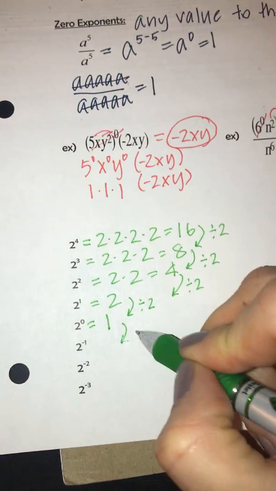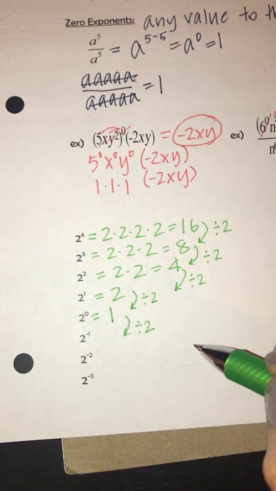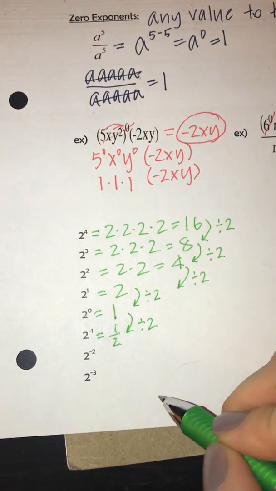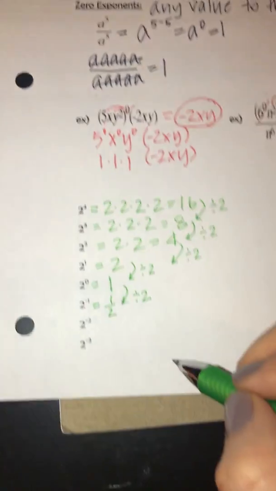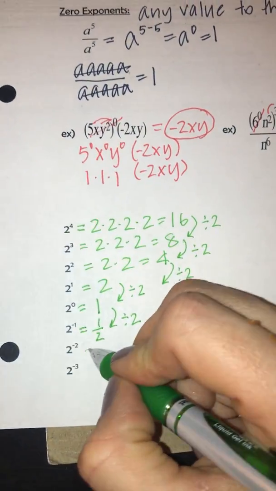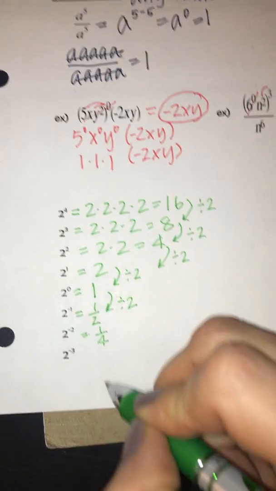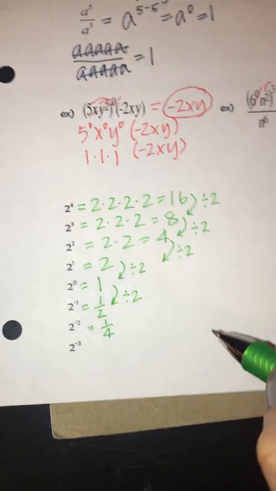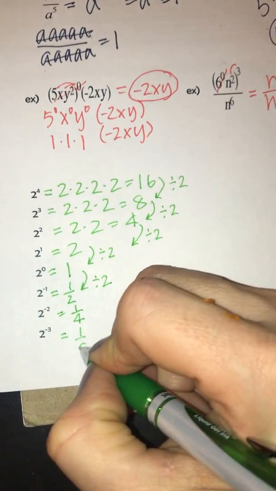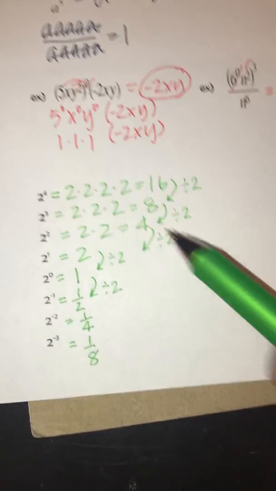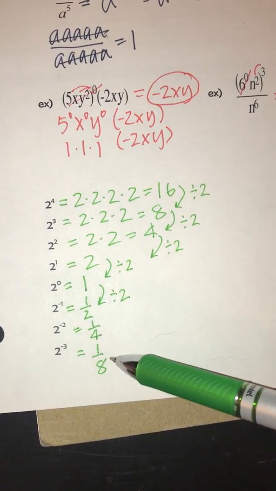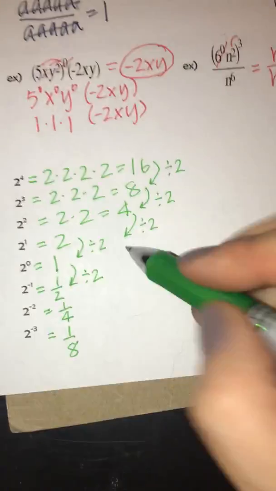So if I divide 1 by 2, 1 divided by 2 is 0.5, or 1/2. Sorry, I'm writing kind of big there. 1/2 divided by 2 would be 1/4. 1/4 divided by 2, break a fourth in half, that's 1/8. So what's happening is as I go with negative exponents, they become fractions, and they become smaller and smaller fractions.